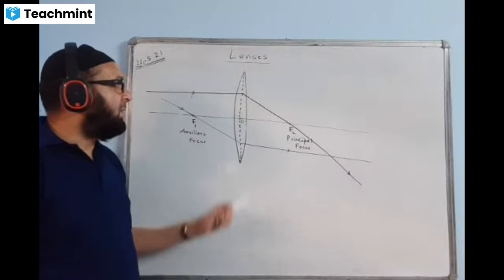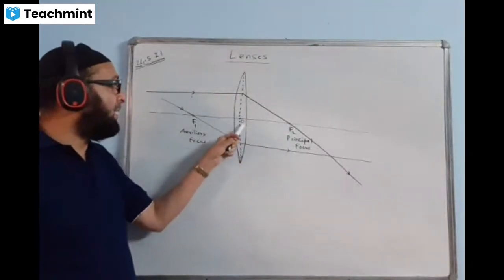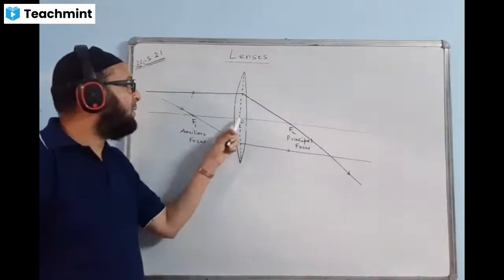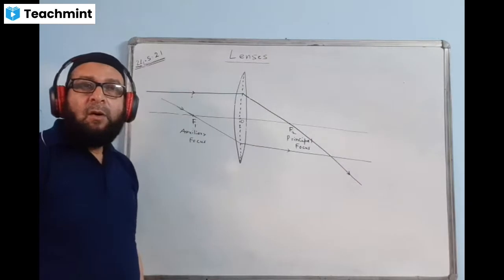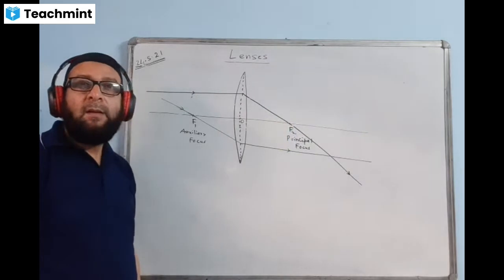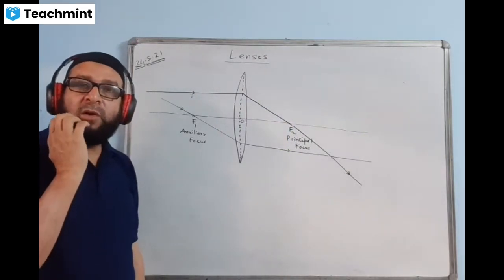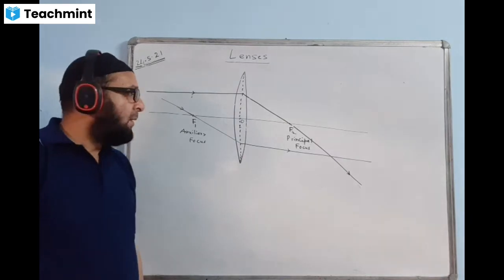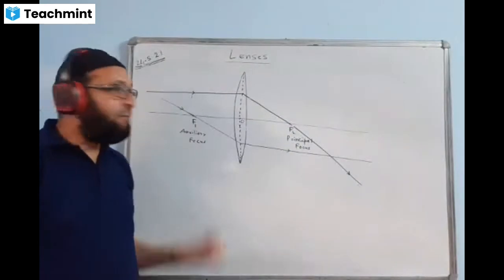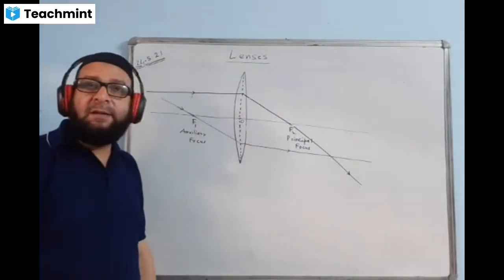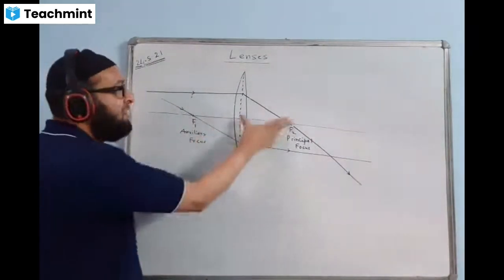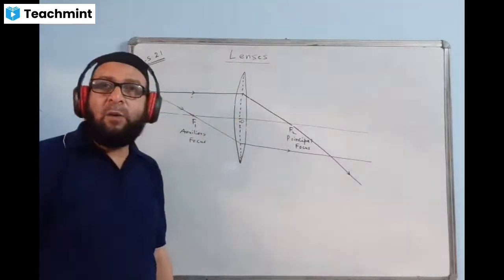Now, the distance of the two foci from the optical center is called the focal length. This distance is called focal length, and O to F2, this distance, is also focal length, or length of the focus. The two points F1 and F2 are situated at the same distance from the optical center generally. This distance and this distance will be generally equal.